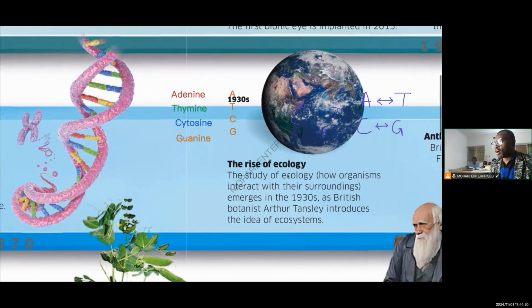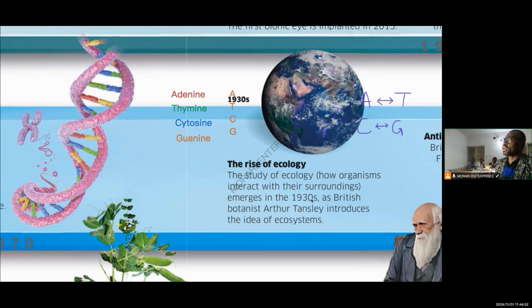Now, the rise of ecology. The study of ecology. What is ecology? How organisms interact with their surroundings. It emerges in the 1930s. The 1930s are which year to which year? Very good. From 1930 to 1939, to the end of 1939. So those are the years of the 1930s.